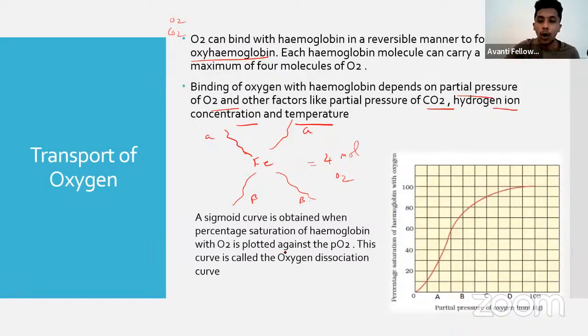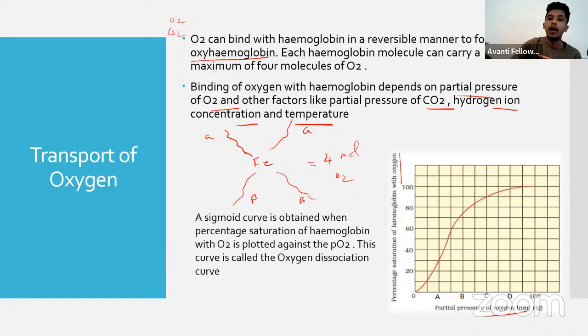If we try to plot a graph, on the y-axis we will take the percentage saturation of hemoglobin with oxygen, that is, how much oxygen is carried by hemoglobin. Next, the partial pressure of oxygen. So how does the partial pressure of oxygen influence the binding of oxygen to hemoglobin? That will result in a curve called a sigmoid curve. Once this association happens with hemoglobin, it is assured that the oxygen is carried from the lungs to the tissues. Understood? Fine.